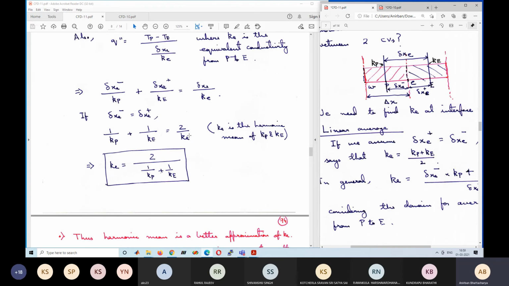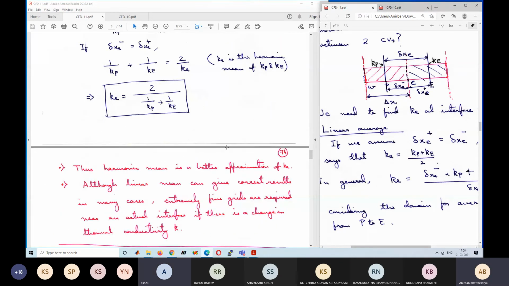Instead of writing K is equal to (Kp + KE)/2, we should write it as K is equal to 2 divided by (1/Kp + 1/KE). Is this clear to everyone? Or is there any doubt or question here? Yes. So harmonic mean is a better approximation of Ke. Okay. However, linear mean also can give correct results in many cases. Okay, if you use linear mean also it will give correct results.